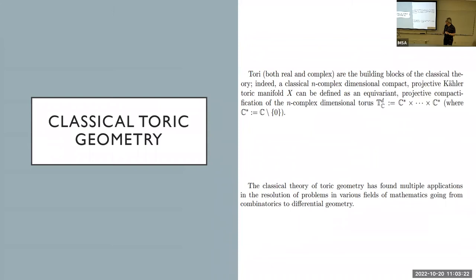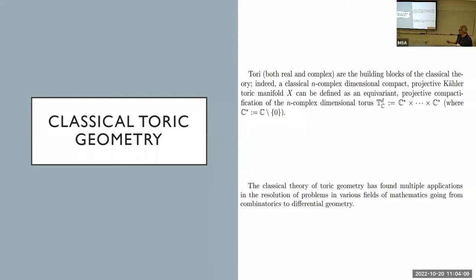some of you are very familiar with toric manifolds. In toric manifolds, tori, both real and complex, are the building blocks. In the classical theory, in the classical toric varieties, a classical n-complex-dimensional compact projective Kähler toric manifold can be defined as an equivariant projective compactification of the n-dimensional complex torus, C star times C star times C star, n times, where C star is C minus zero.